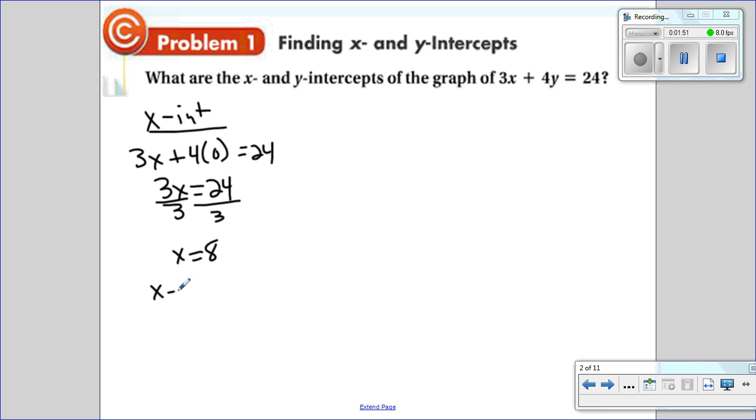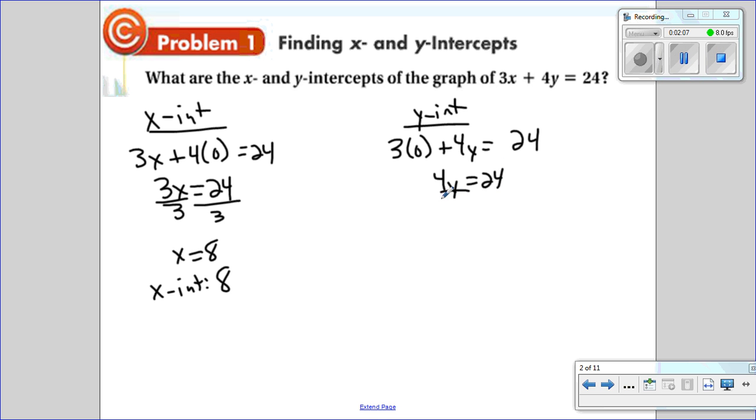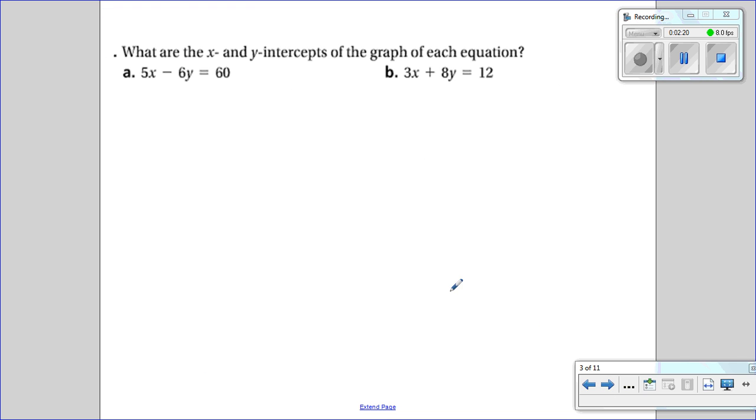So our x-intercept is 8, and our y-intercept is when you plug in 0 for x. And when you do that, you get 4y equals 24. Oops, divide by 4, y equals 6. So your y-intercept is 6. That's simple. So I'm going to try one of these.